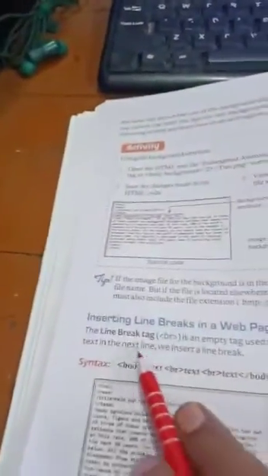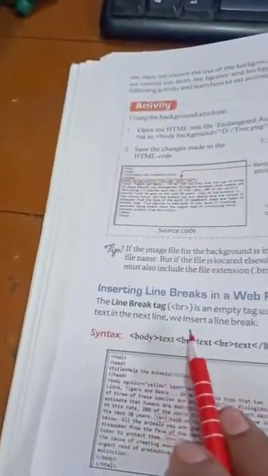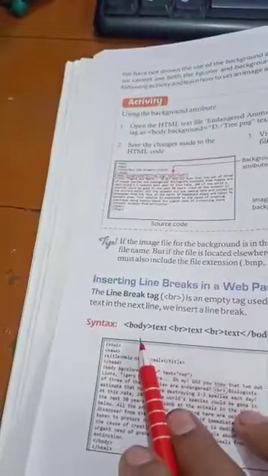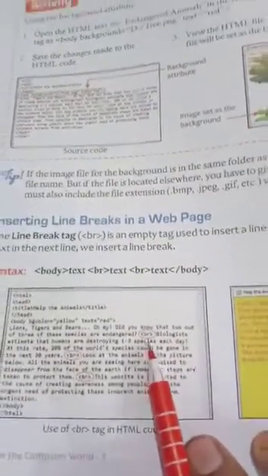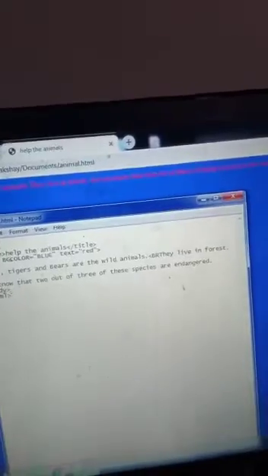Now, inserting line breaks in a web page. To insert a line break, the tag is the BR tag, an empty tag used to insert a line break. When we want to display the text on the next line, we insert a line break. Body text, and then you have to use the BR. I will show you where we have to use that BR tag. Click here, and then easily type the empty tag BR, then close here.